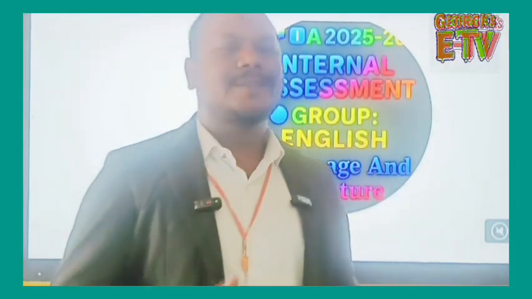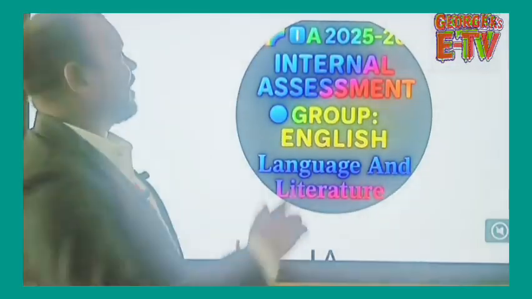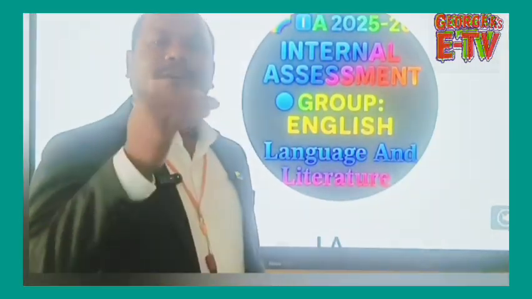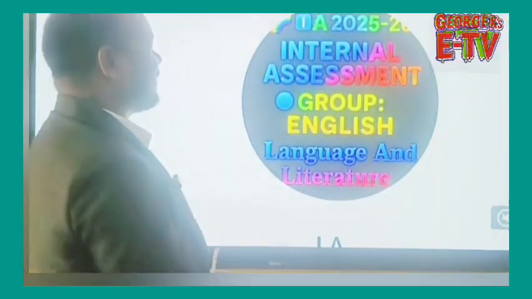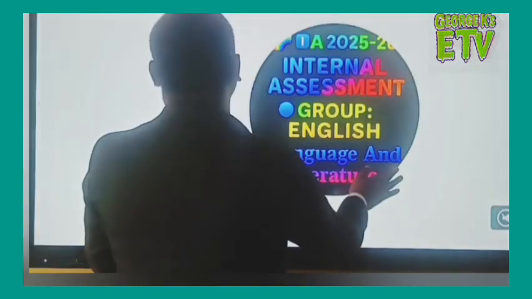And today I'm going to talk about one of the most trending topics right now for CBSE 10th class. Let's talk about that. Just have a look. It's nothing but IA 2025 and 26, that means internal assessment 2025 and 26. Let's understand the English language and literature for class 10 CBSE, one by one.